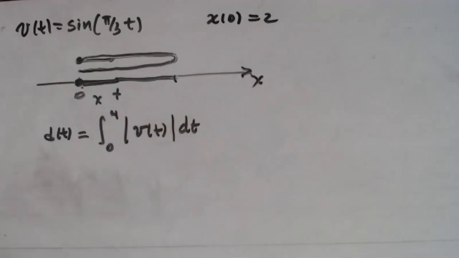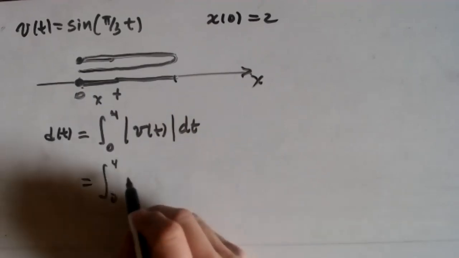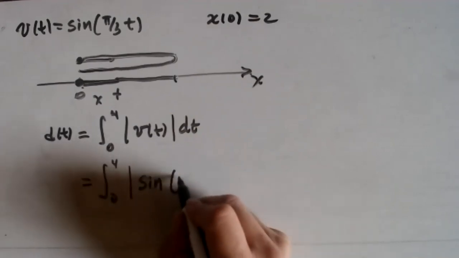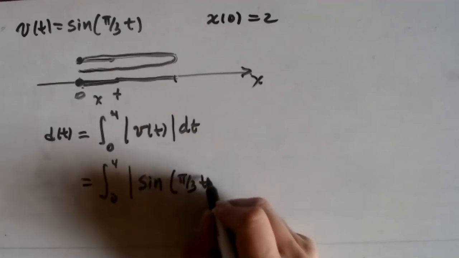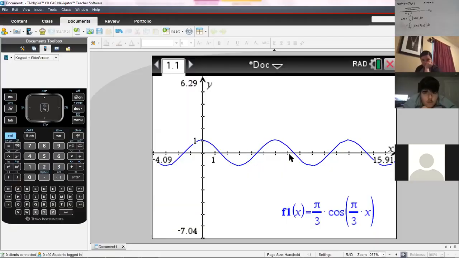Bueno, ¿qué tendríamos que hacer? This is, well, this is the integral from 0 to 4, absolute value of sine of pi over 3 of t dt. Correct? Okay, now, is a problem here? Well, let me see. Let me see, go to the calculator. Let me just share with you the screen. Right again, calculator. So this is the acceleration, correct?